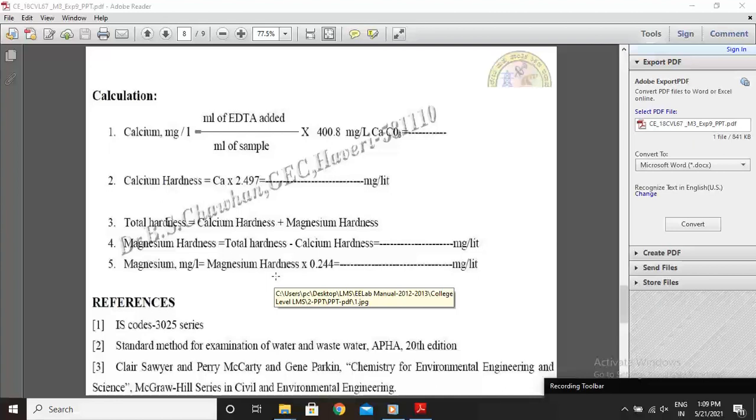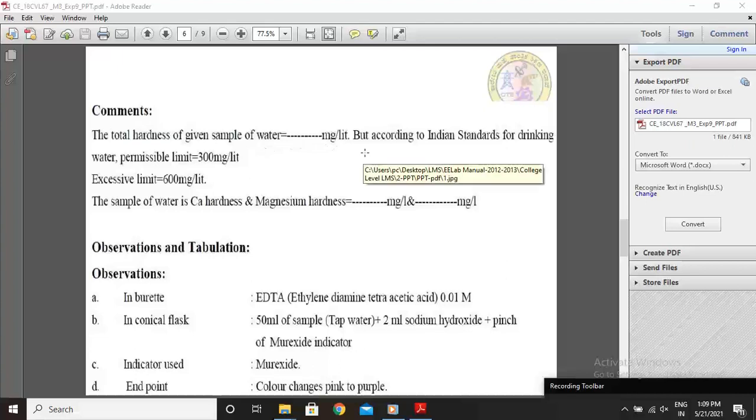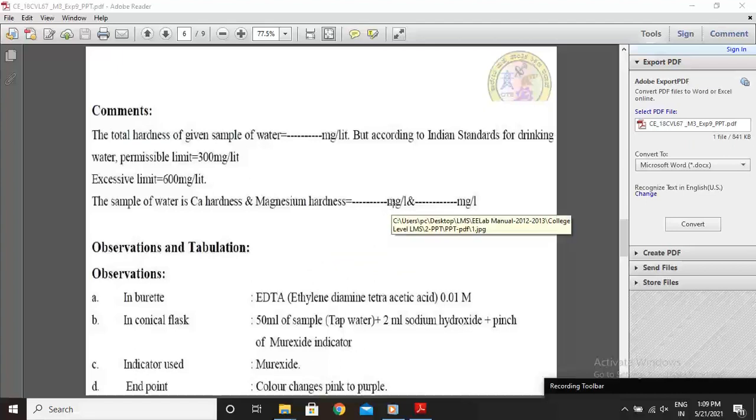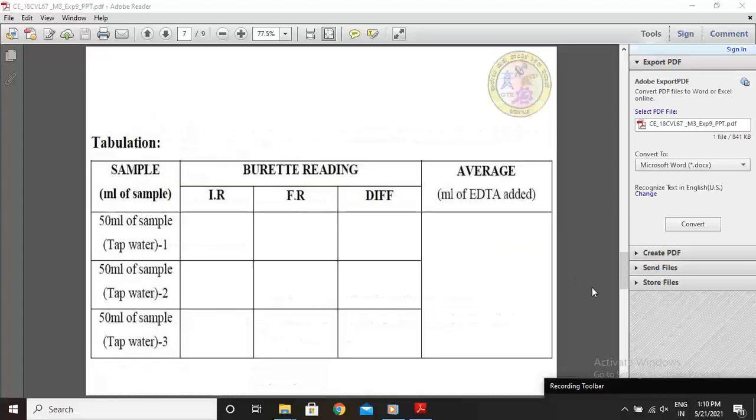Now based on these calculations, you write comments. So here see these comments. The total hardness of the given sample of water is this much milligram per liter, but according to the Indian standards for drinking water, the permissible limit is 300 milligram per liter and the excessive limit is 600 milligram per liter. Therefore, for the sample of water, the calcium hardness and magnesium hardness are this much milligram per liter and this much milligram per liter respectively. So this is how the comments based on the results are written.